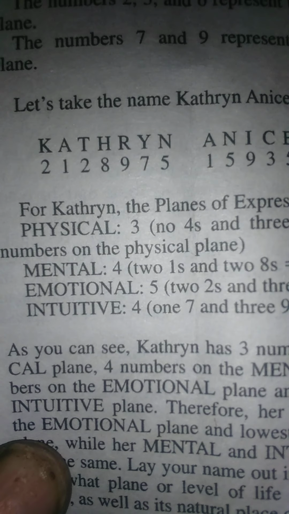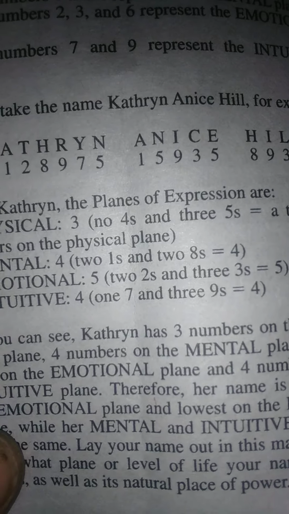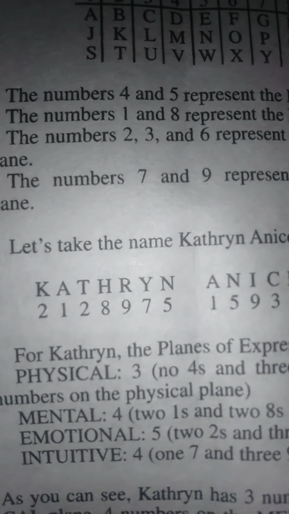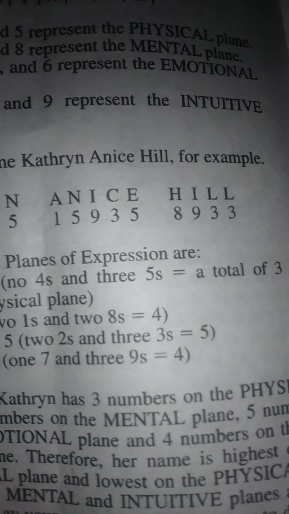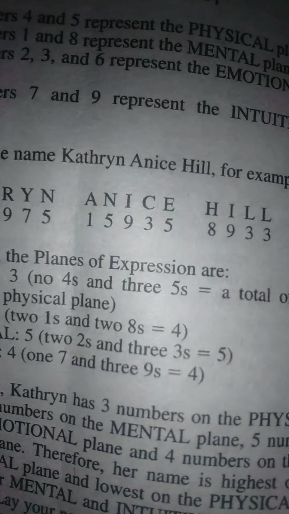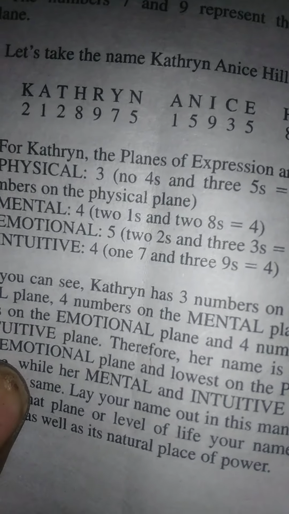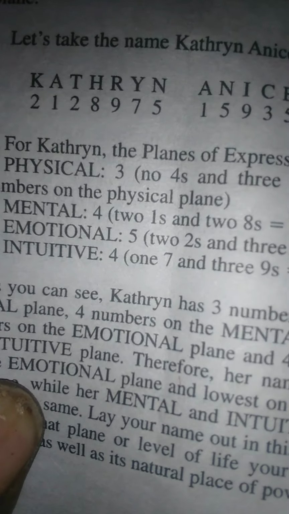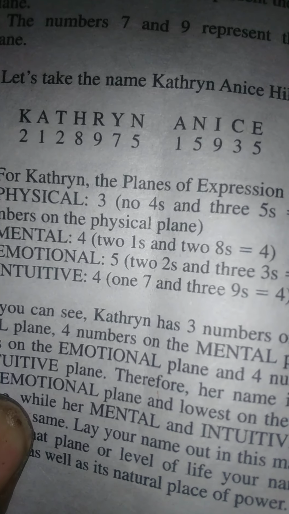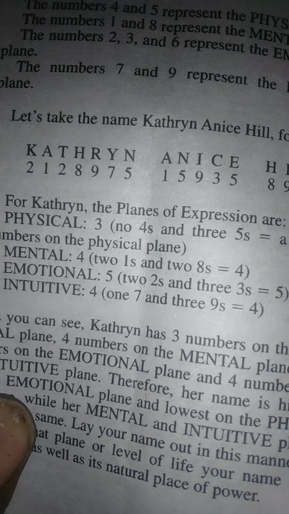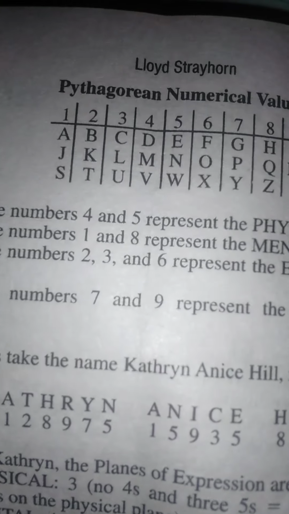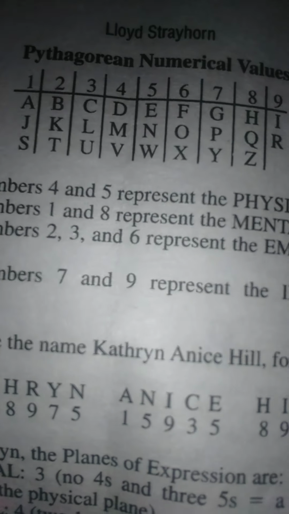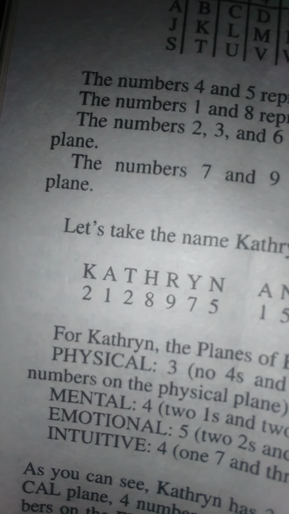And then the 4: 2 1s and 2 8s equal 4. I'll go up here. There's a 1, and then the 8 is mental plane. So then overall, it's 1 there, another 1 there, and then the 8. And then the emotion part, 5: 2 2s and 3 3s, which equal 5. Go up here, 2s and 3s, and 6 represent the emotional plane. So you got 3 3s there, a 3 there, and you got 2s there.